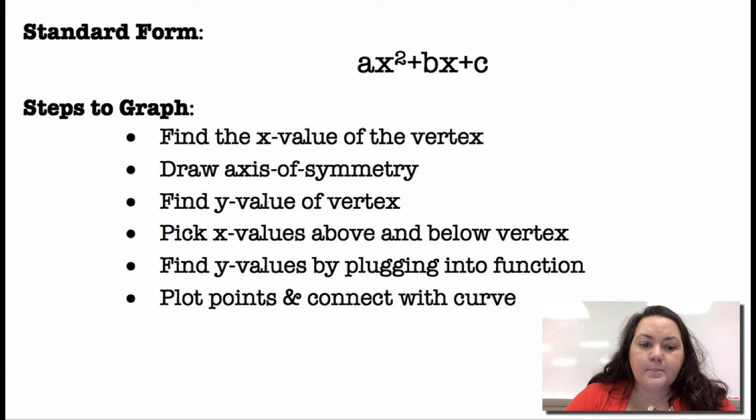Steps to graphing. We're going to find the x value of the vertex, which is our h. Then we're going to draw the axis of symmetry, just kind of like a folding point. If I folded it over that axis of symmetry, it would be a mirror image on both sides. Find the y value of the vertex by plugging it back into the original equation. Then we're going to pick x values above and below the vertex, find the y values by plugging them into that function, and then plot the points and connect them with a curve.